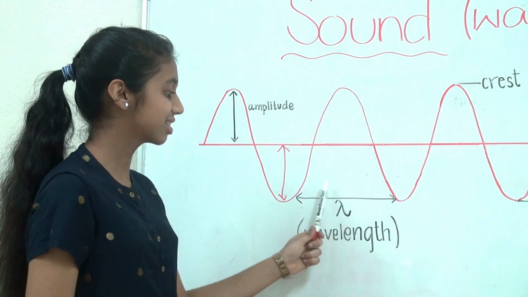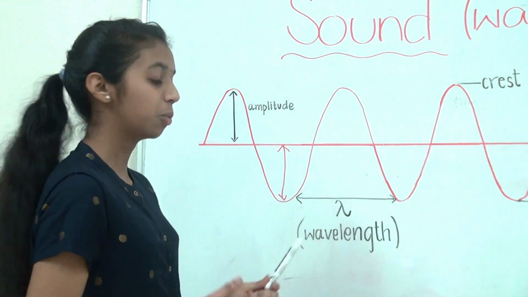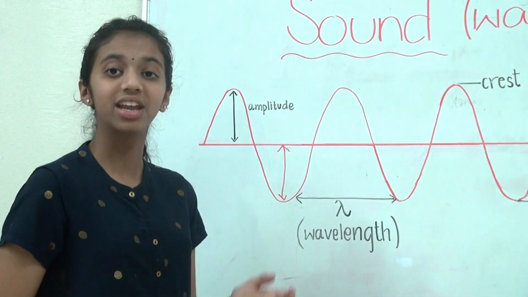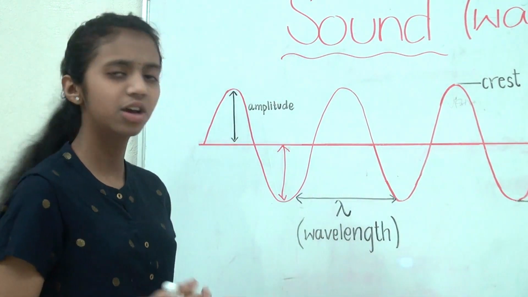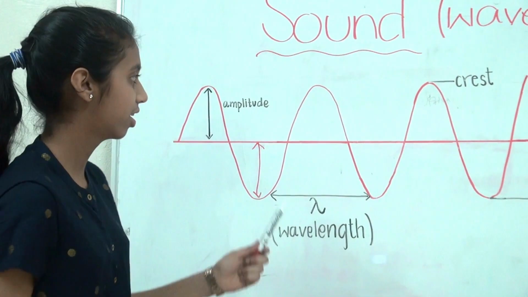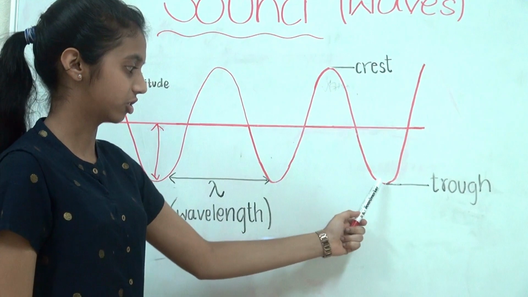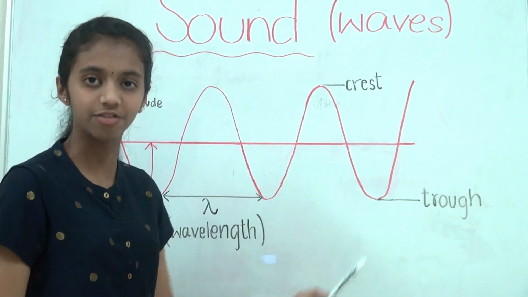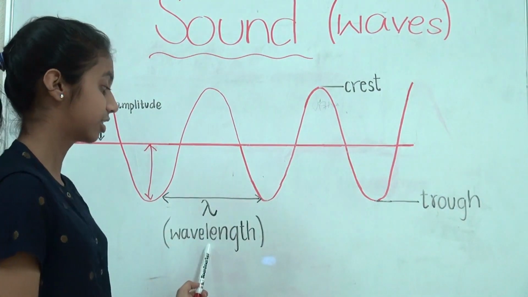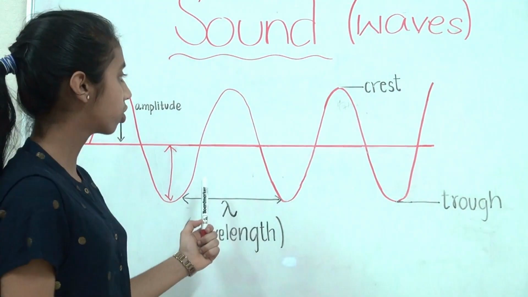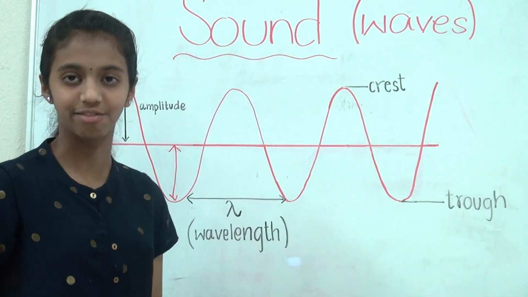Wavelength. This is the sign for wavelength, called lambda. A wavelength is the distance between two successive crests or two successive troughs. What is a crest and a trough? Crest is simply the top part of the wave, and trough is the bottom part of the wave. So two successive troughs will be considered a wavelength, or two successive crests will be considered a wavelength.